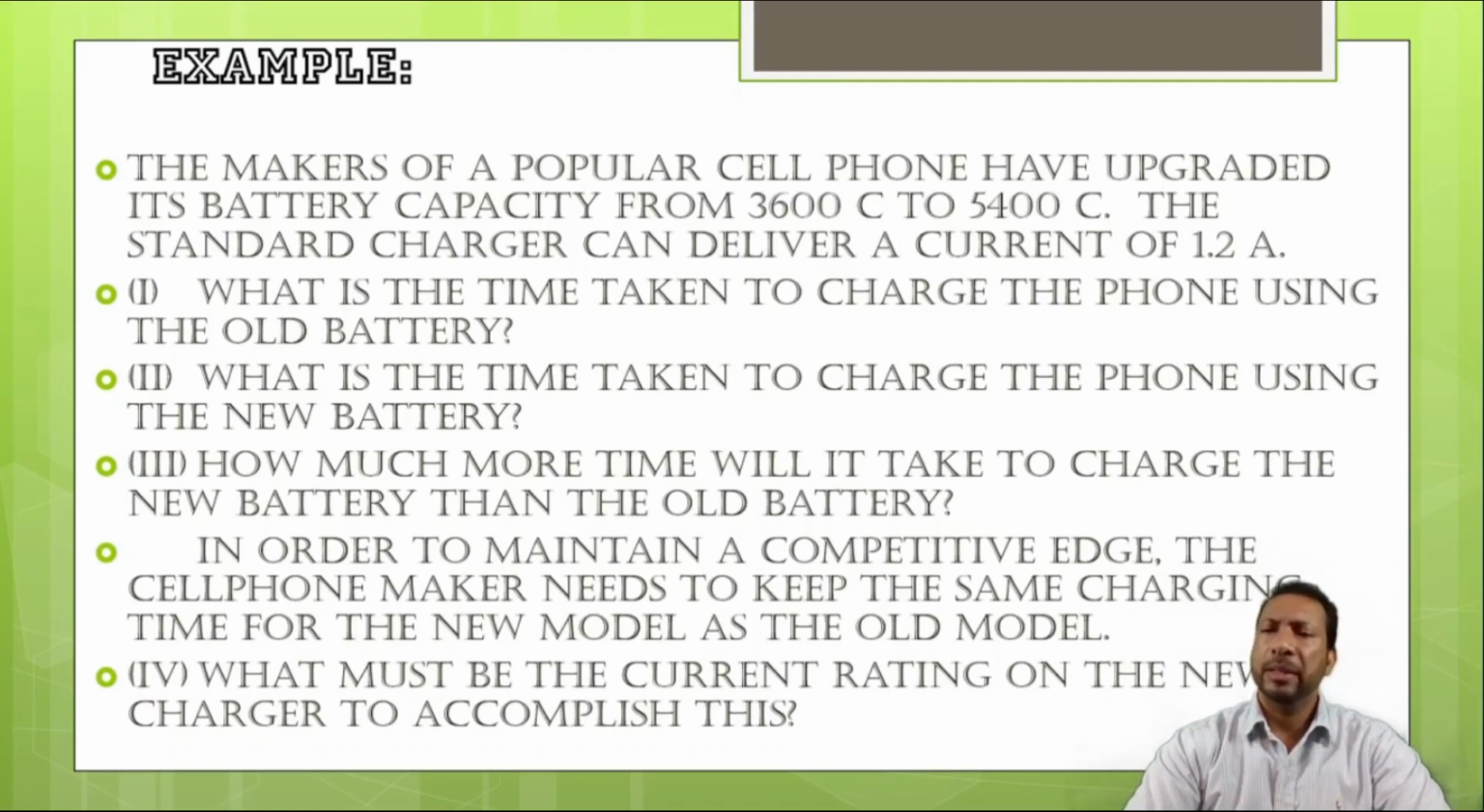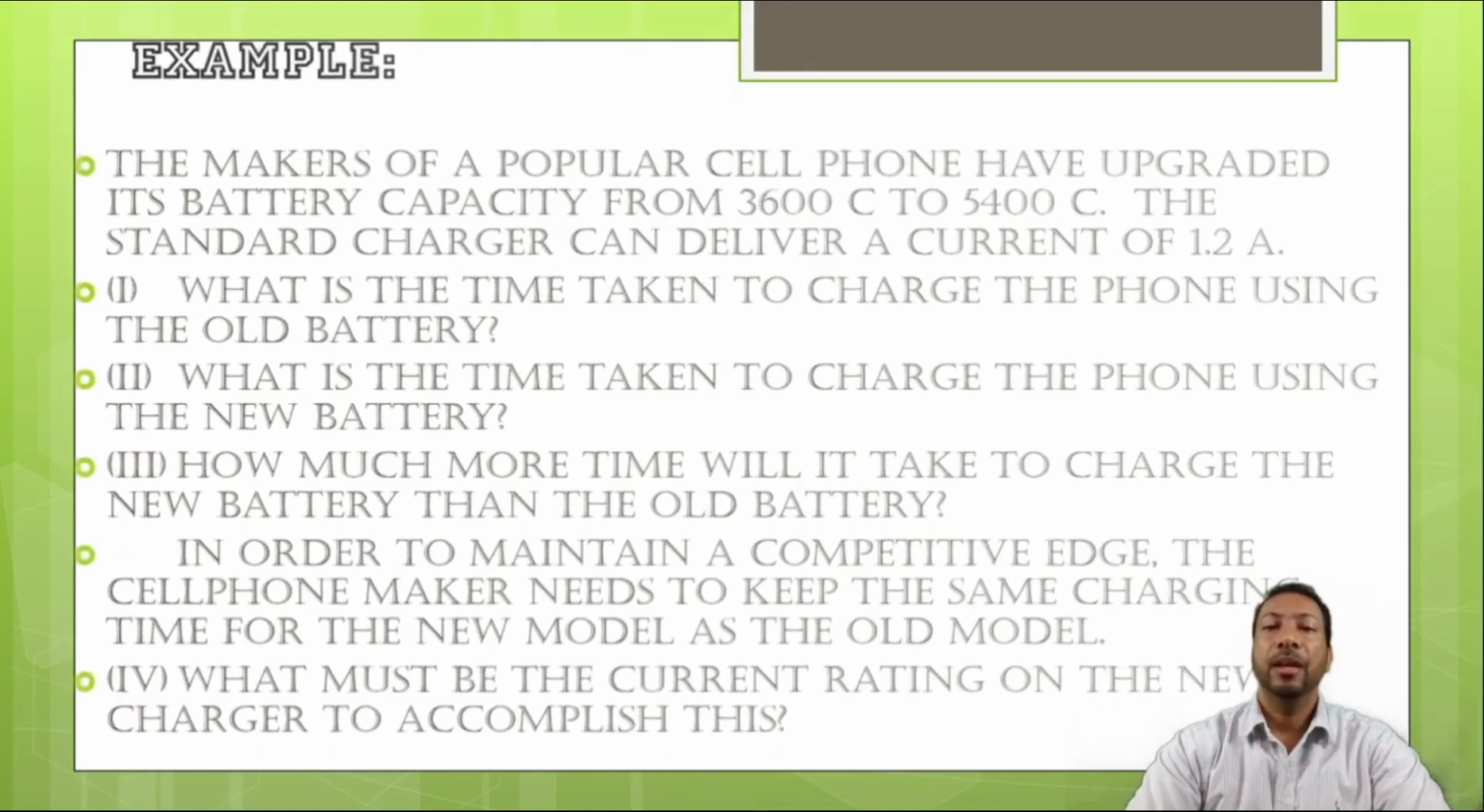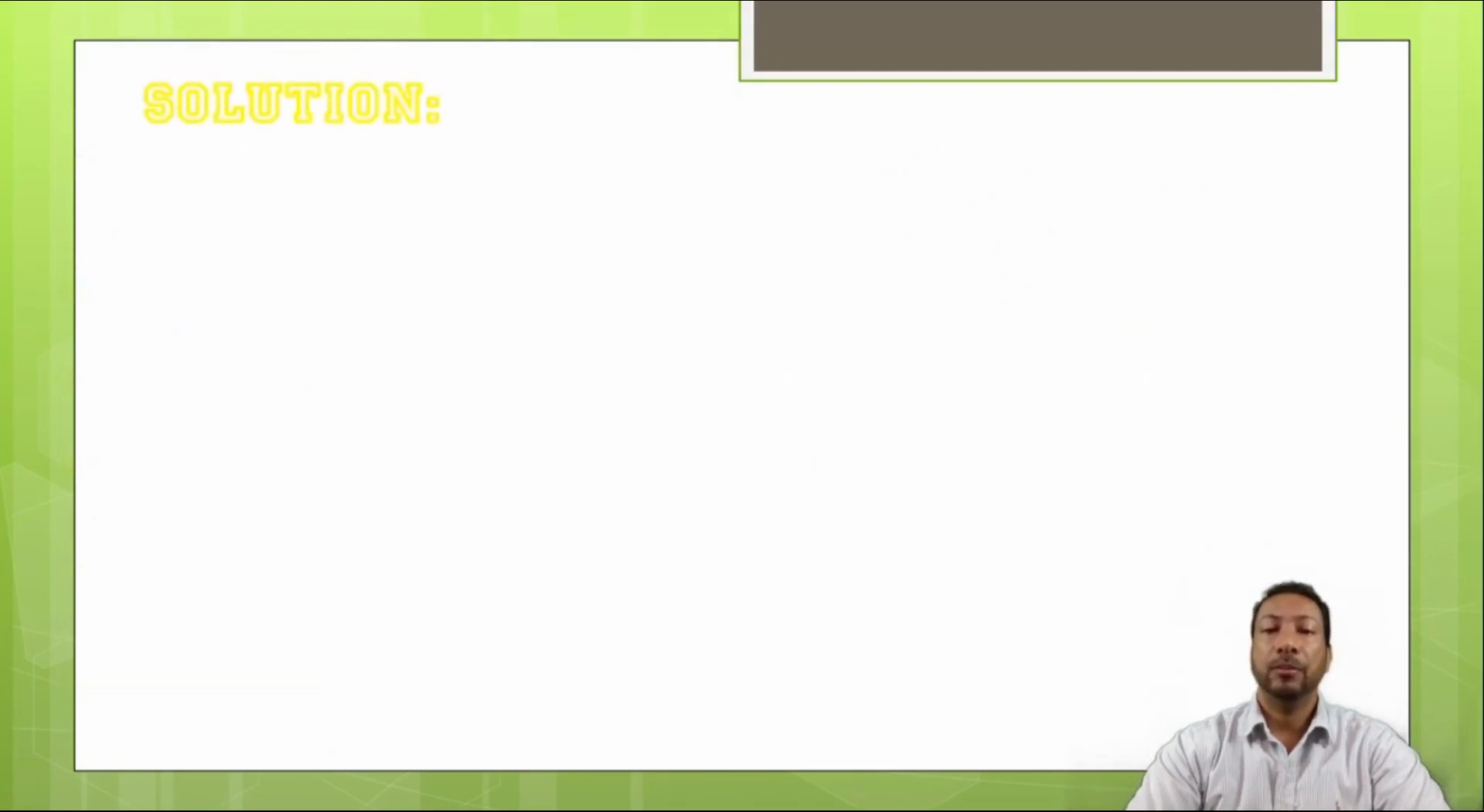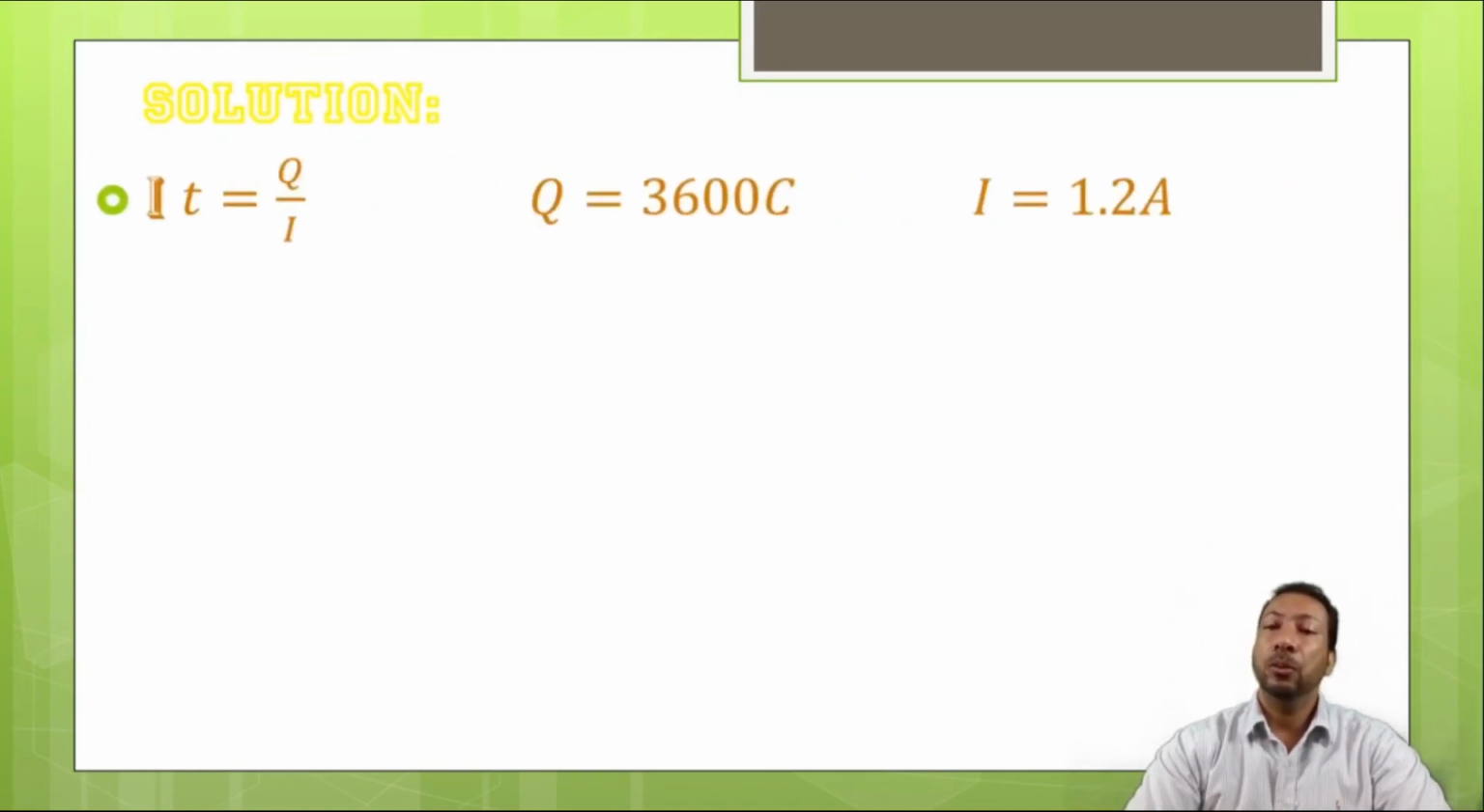Also, in order to maintain a competitive edge, the cell phone maker needs to keep the same charging time for the new model as the old model. What must be the current rating on the new charger to accomplish this? So let's see our solution. We begin by identifying our givens. The Q, which is the charge, is 3,600 coulombs and the current is 1.2 amperes as advertised on the charger. Rearranging our formula, we get T is equal to Q over I.